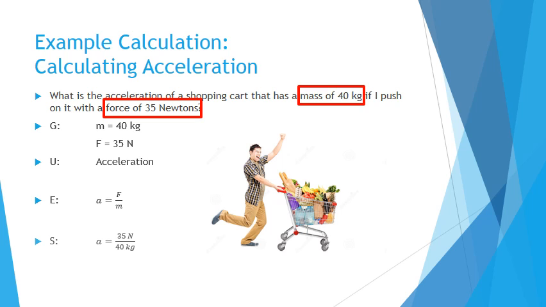To set up the problem, I'm just going to plug in my known values. 35 newtons goes on top because that's the force. 40 kilograms goes on the bottom where mass is plugged in. Go ahead and pause the video right now and put this in your calculator. Find out what the acceleration is. If you put that value into your calculator, you should get the acceleration is 0.88 meters per second per second.